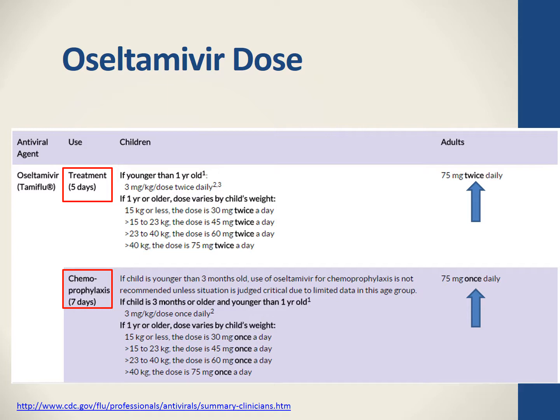You can also see a difference in the frequency. So for treatment doses, you'll see it administered twice a day versus chemoprophylaxis doses once a day. So again, you can look this up, but I think it's important to recognize that there's a difference in both the frequency and duration of treatment, whether you're using it for treating active disease versus chemoprophylaxis.